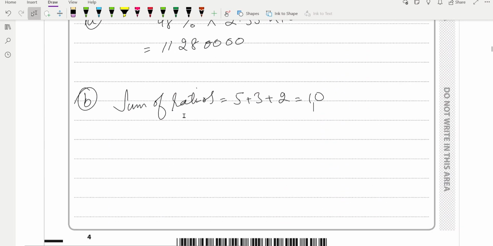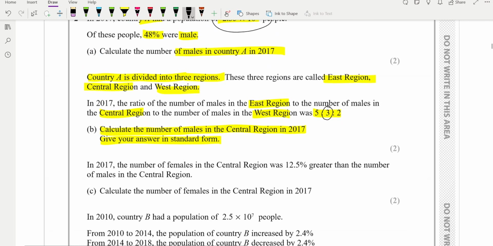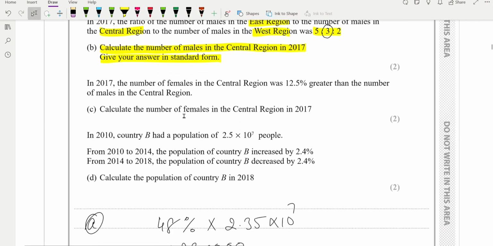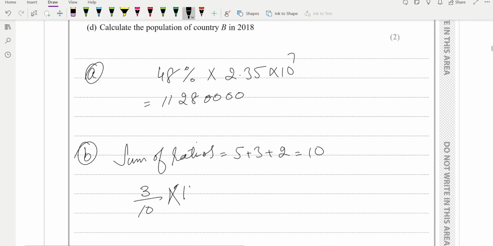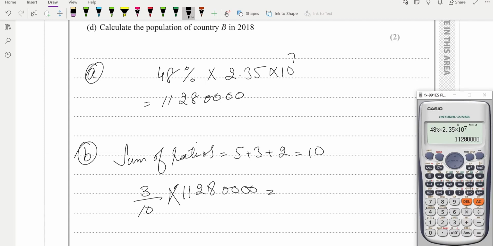So 3 out of 10 of this number which we have calculated over here in the A part. The A part number is 1128, this one, so 11280000. This will give us the answer. This number is already there, so I will multiply this by 3 and then divide by 10, and this will be equal to 3384000.